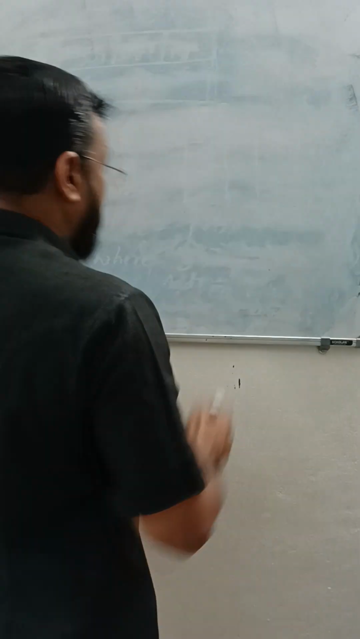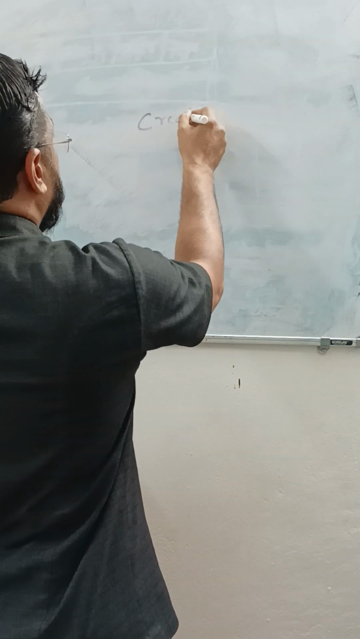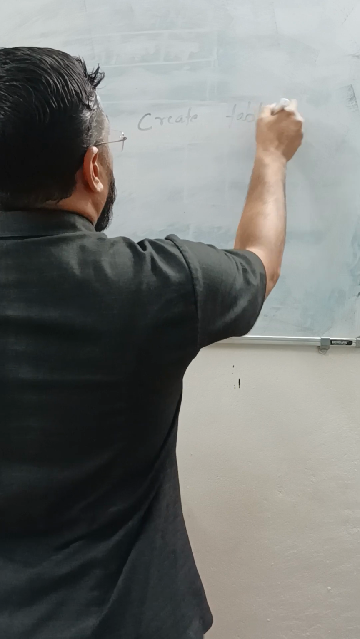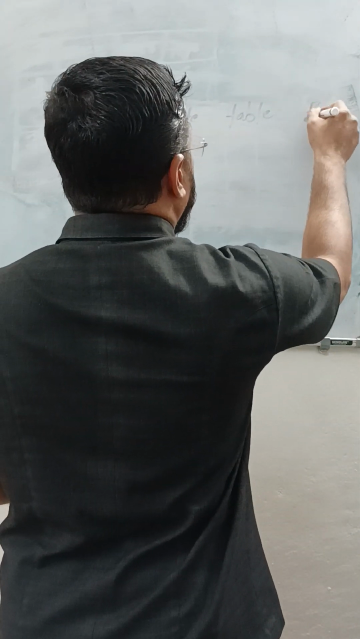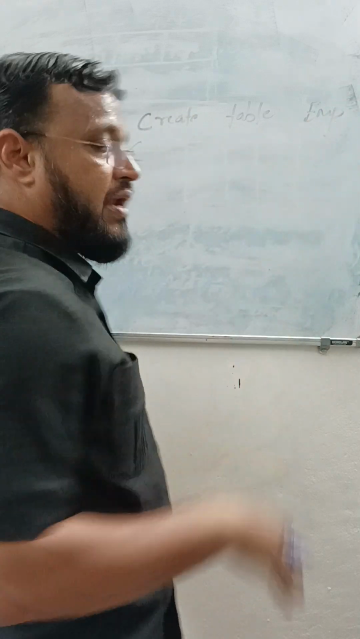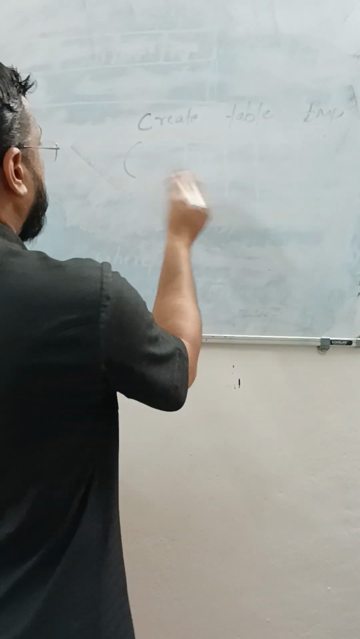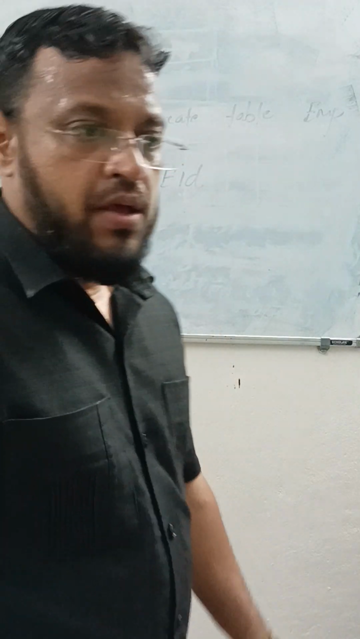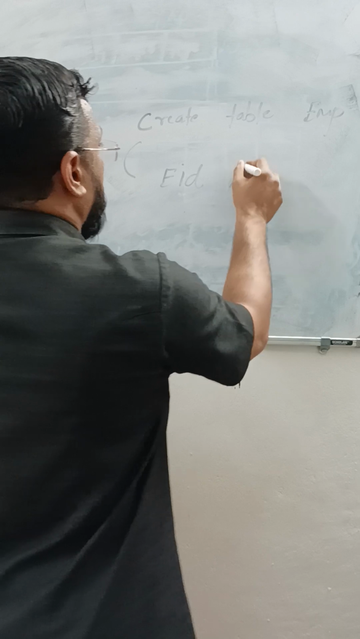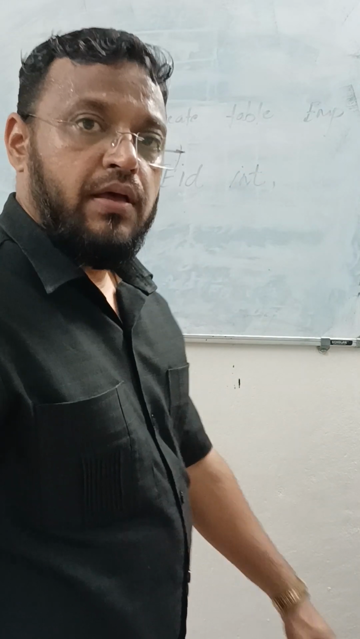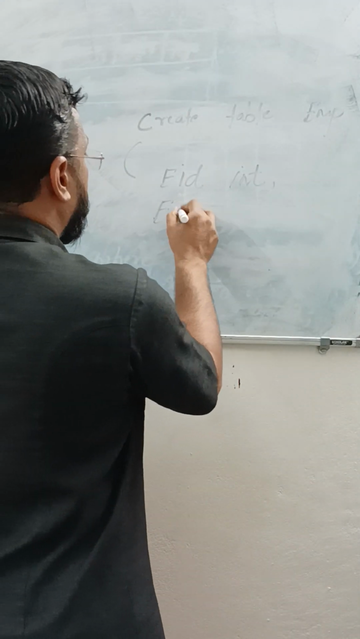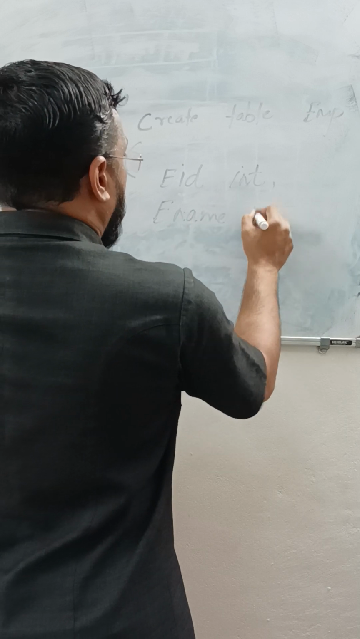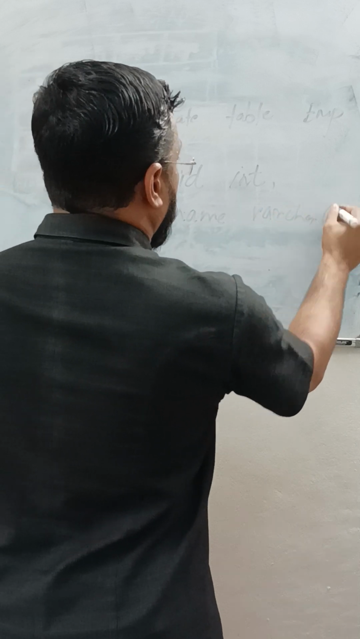So now assume that we have create table employee. We are creating one table, employee. Employee has an employee ID, which may be integer. Then it may have an employee name, which will be varchar 30.